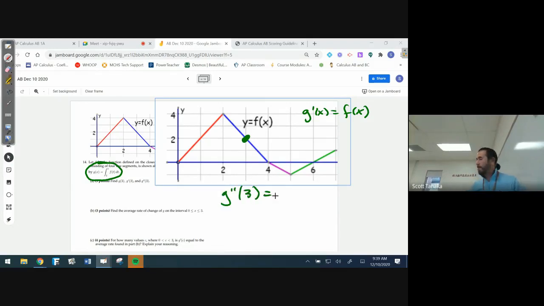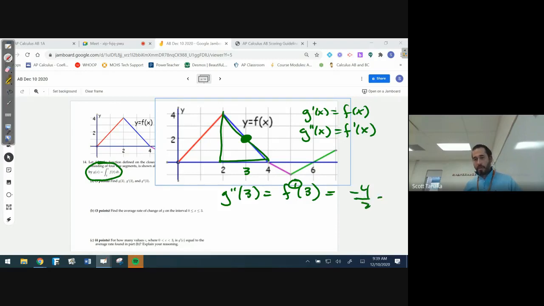What's G double prime of 3? How the heck do I find G double prime of 3? Well, I need to know what G double prime of x is, which would be f prime of x. So that means G double prime of 3 is equal to f prime of 3. What the heck is f prime of 3? 3's right here. F prime means slope. What's the slope of that blue line? Well, it's just down 4 over 2. Down 4 over 2, it's -2. That's my answer. Give me a thumbs up if we're okay with that one.